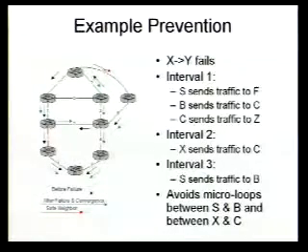So you have that in interval 1. Then in interval 2, X, which didn't have a safe neighbor, sends traffic to C. And then interval 3, S starts sending traffic to B, because S in this example is the only one who was using a safe neighbor that wasn't a new primary next hop. And this mechanism avoids the microloops between S and B and between X and C.